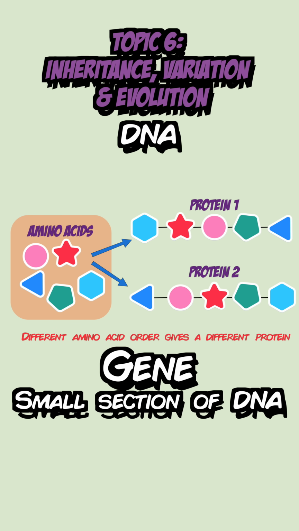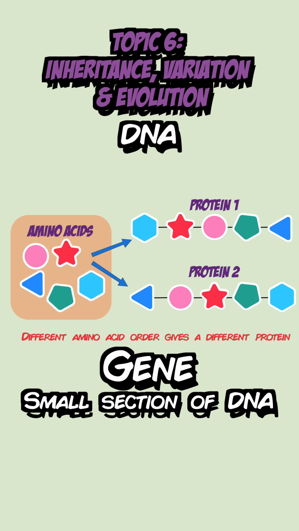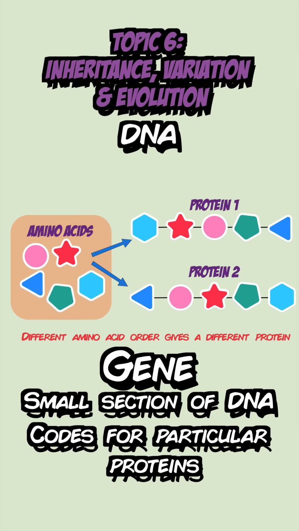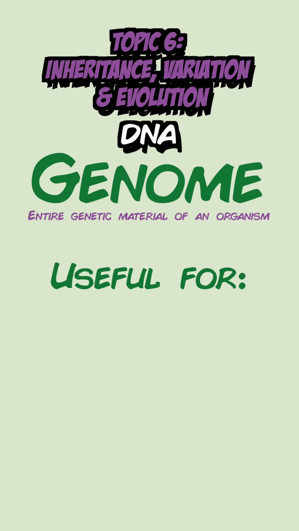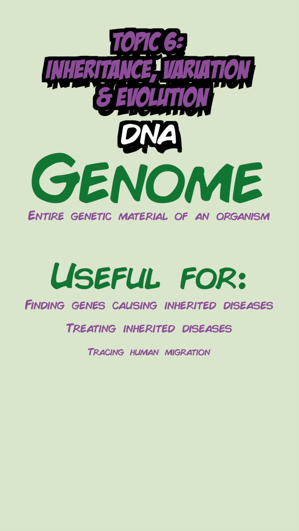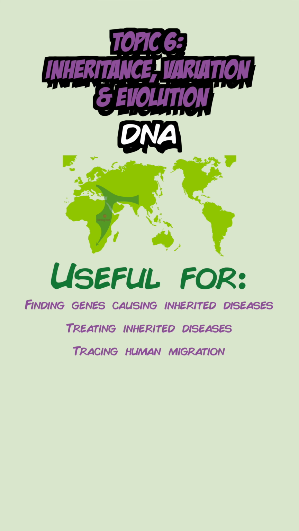A gene is a small section of DNA found on a chromosome that's responsible for coding specific proteins. The genome, on the other hand, is the entire genetic material of an organism. The human genome has now been fully studied by scientists and has been useful for finding genes that cause particular inherited diseases. It's also been useful for treating inherited diseases and tracing human migration and seeing how our ancestors moved around the planet.